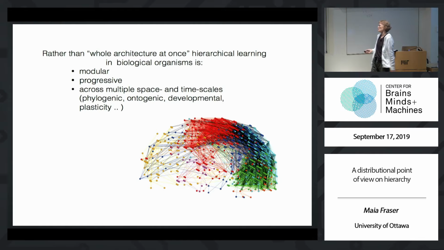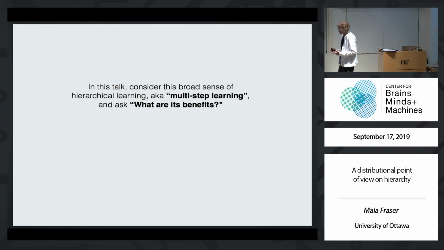Okay, so I'm going to call this kind of learning, or this kind of hierarchy, multi-step learning. And by that I just mean that the training can happen in multiple steps. So we can train with one data set and then later train a further machine that calls on the originally learned module. And so in that kind of context, I want to consider what the benefits of hierarchy are.